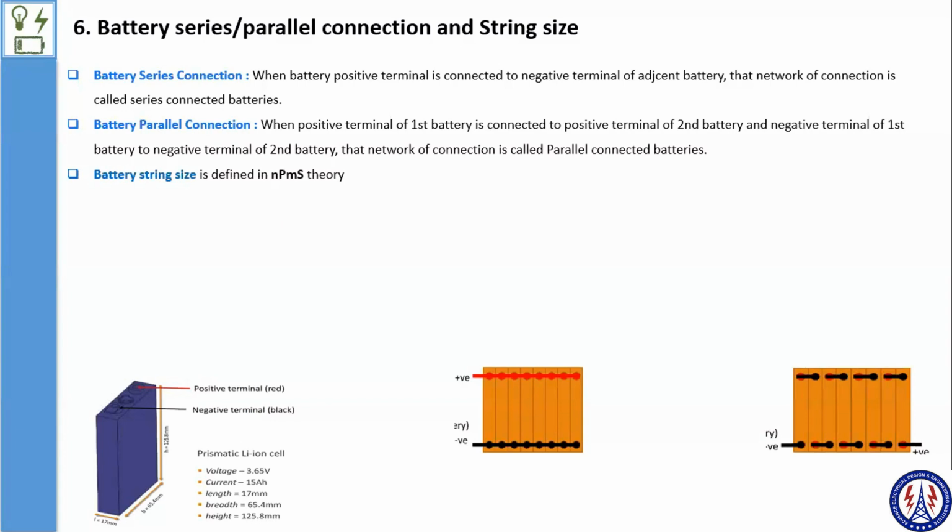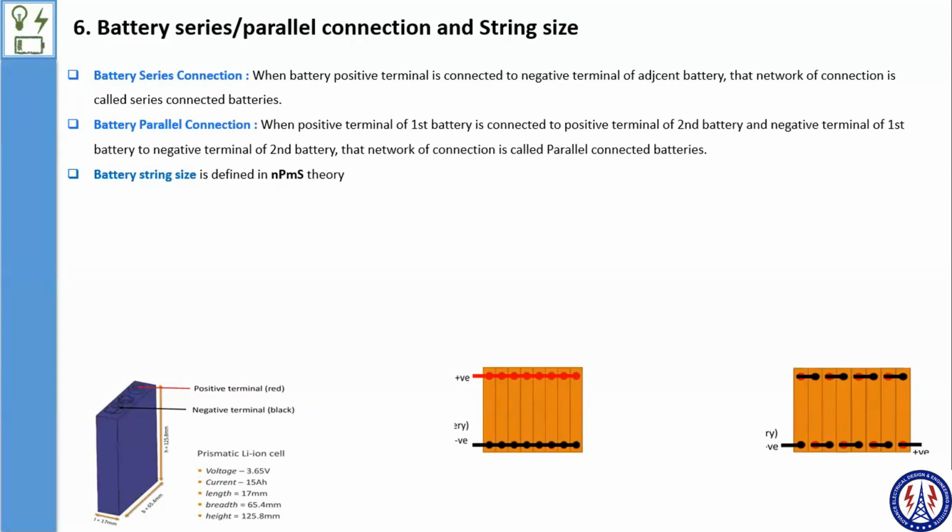Now, when you are going to build a battery pack, how can we construct it, what is the minimum criteria or what is the start point we should go for? When we are constructing the battery pack, we should always use the NPMS theory. Now, what is meant by NPMS theory? NPMS theory is nothing but a selection criteria, or the first step when we are going to build the battery pack for the particular application.